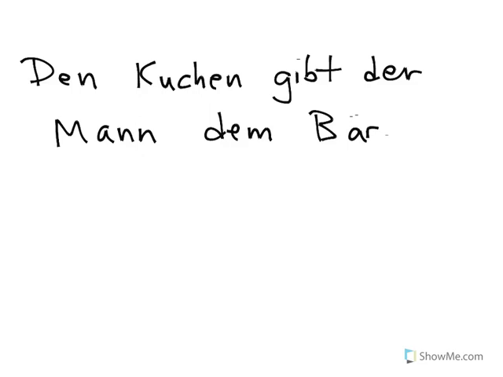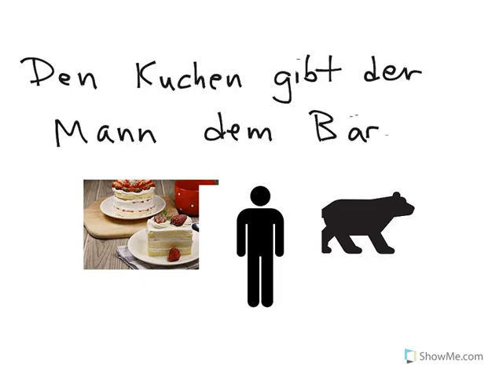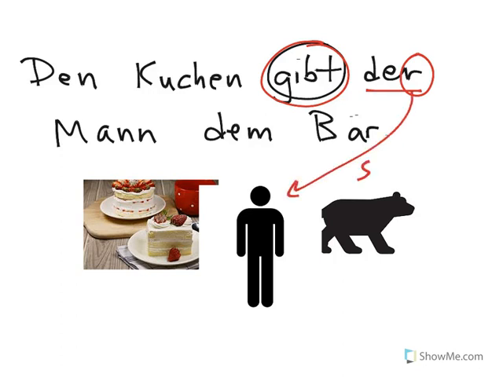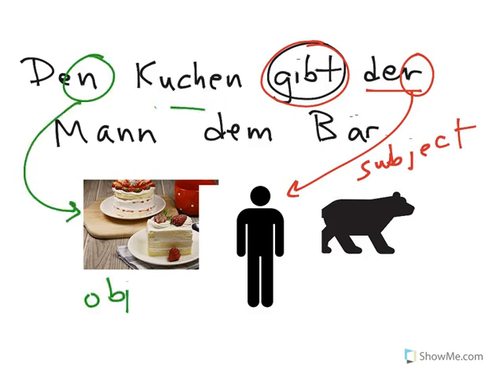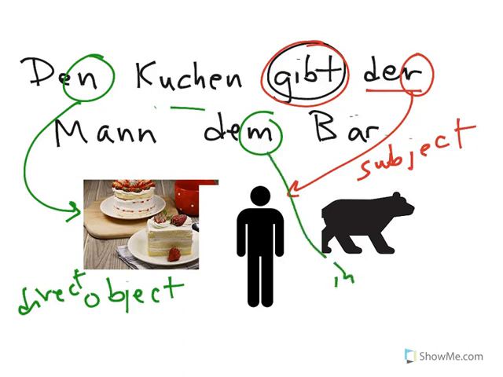And what about this sentence? Den Kuchen gibt der Mann dem Bär. Who is doing the action of giving? Der Mann. That R tells us that he is the subject. Now what is the object that he's giving? Den Kuchen. Even though we're starting with it, it can still be the object, also called the direct object. And then to whom is he giving the cake? To the bear, the indirect object.